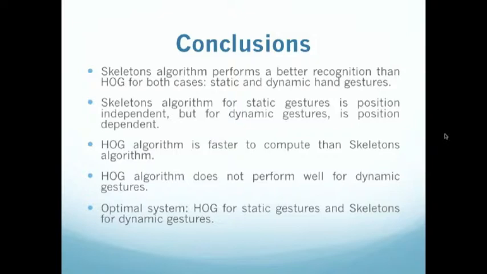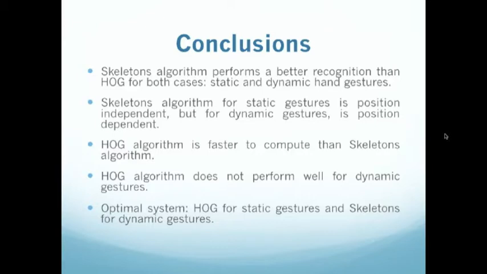And for the HOG algorithm, we could see that it is faster to compute than the skeleton's algorithm. This is pretty much straightforward because for the skeleton's algorithm, we're dealing with matrices and iterative processes, while in HOG, we only have to do a double summation and that's it. So it is faster to compute. The HOG algorithm does not perform well for dynamic gestures. We already talked about this because it is not position dependent. So that is one of its weaknesses.